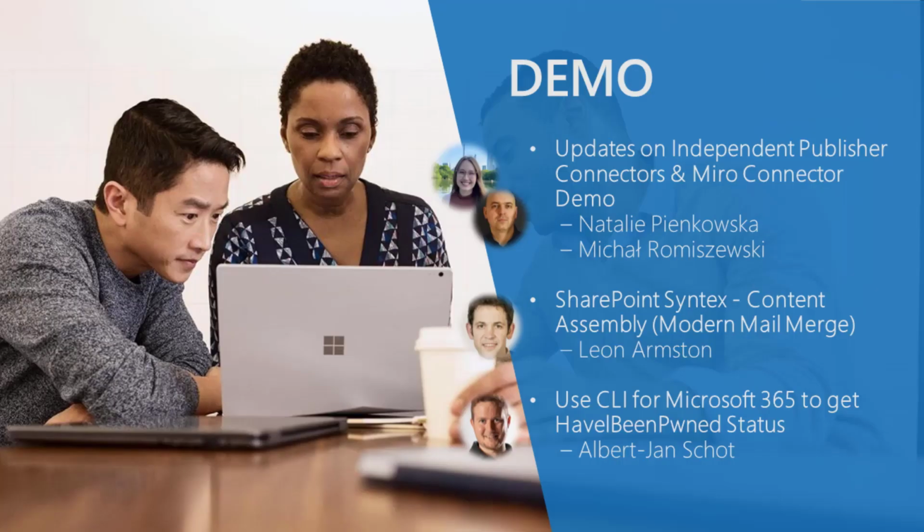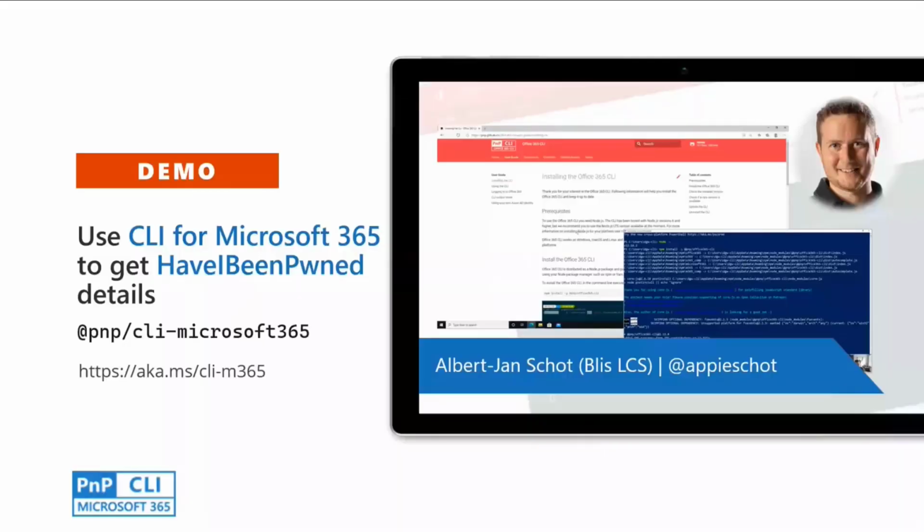Our last and final demo of the day is Albert Jan Schot, or otherwise known as Appie, how to use CLI from Microsoft 365 to get HaveIBeenPwned status. Take it away. Let's see if I can share my screen. Got it. Looks great. Awesome.